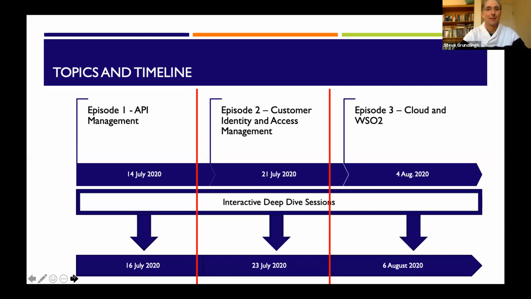Let's go in. So today is episode 2 in this 3-part series that we've designed. And the focus of today's presentation is on customer identity and access management, as you see in the red tram lines there. And then, as per last week, we will follow that up with a breakout session, which we're calling an interactive deep dive, at the same time this week, Thursday. So, just go to the next slide.